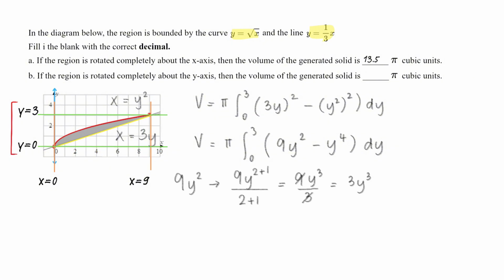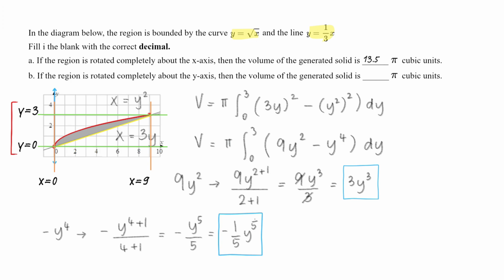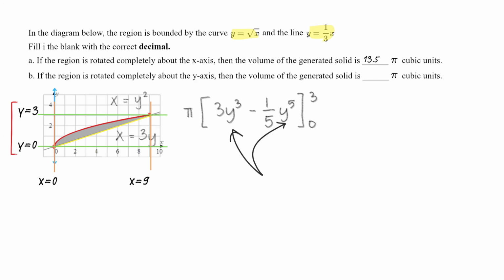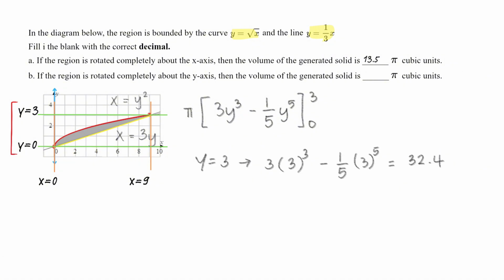Let's integrate now. 9y squared becomes 3y cubed, and y to the 4th power becomes 1 over 5 y to the 5th power. So our integration is pi times the quantity 3y cubed minus 1 over 5y to the 5th power, to be evaluated from 0 to 3. Again, both terms have the y term, so evaluating y equals 0 will result in 0. Therefore, let's focus on the upper limit. When y equals 3, we get pi times the quantity 3 times 3 cubed minus 1 over 5 times 3 to the 5th power. This is equal to 32.4 pi cubic units.